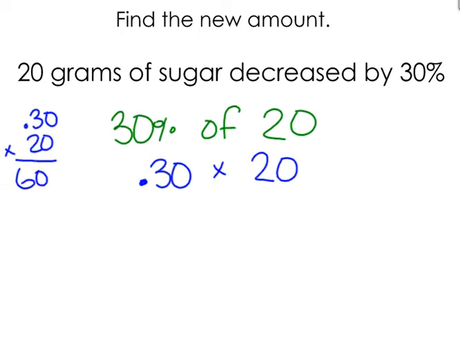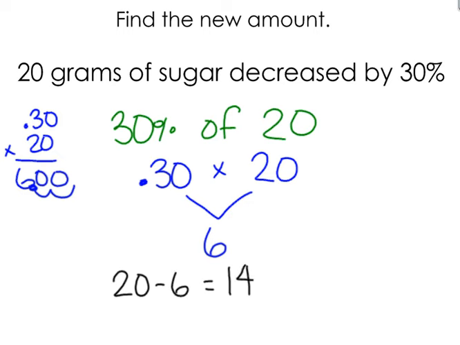3 times 2 is 6, and then there's going to be 2 zeros after it for 30 times 20, and then we'll move our decimal point back over 2 places for the 30 hundredths that we had. So 30% of 20 is 6, and now this time, since it was a percent of decrease, we're just going to subtract the 6. So 20 minus 6 is 14. And then our units for that, we would write grams of sugar. So if the package is advertising that there is 30% less sugar, if there used to be 20 grams, we would expect that there are now 14 grams of sugar.